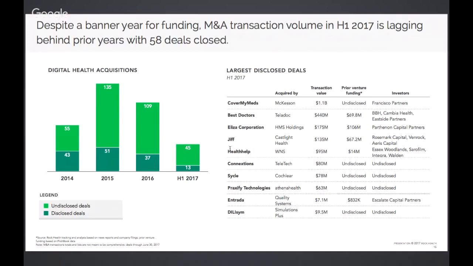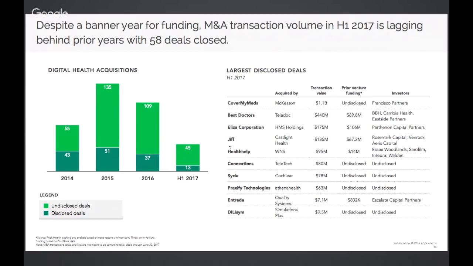We listed some of the disclosed deals. Of note, McKesson bought CoverMyMeds for $1.1 billion. Teladoc purchased Boston's Best Doctors for $440 million. Castlight picked up Jiff for $135 million. Also, Apple made an undisclosed acquisition of Beddit, which is a direct-to-consumer play for sleep monitoring.